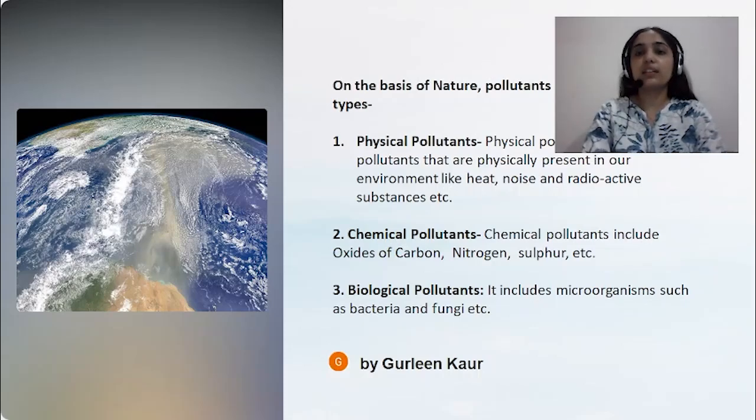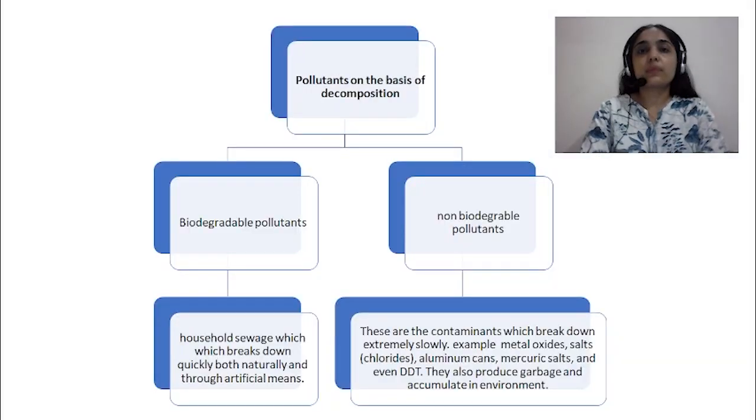I hope this is clear. We can revise it one more time, that pollutants are divided into three types: physical pollutant, chemical pollutant and biological pollutant. Now, pollutants on the basis of decomposition. Decomposition means which can be decomposed after some time, after a while, into soil. So according to this, pollutants are divided into two parts: biodegradable pollutant and non-biodegradable pollutant.